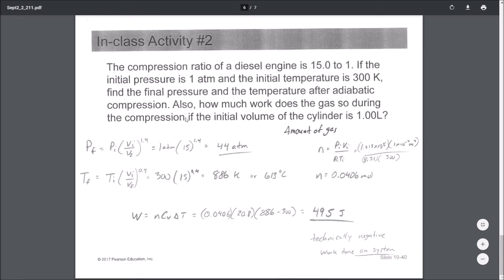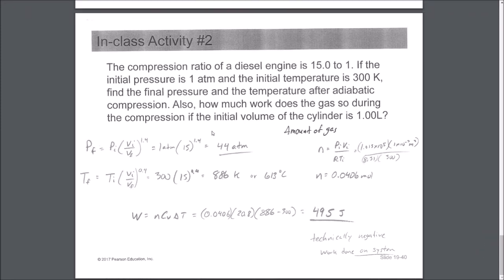We want to know the final pressure and temperature after adiabatic compression. All right, this is a very similar problem. We use the exact same relationships. We get a new pressure of 44 atmospheres. We get a new temperature of 886 Kelvin. We don't know how much work is done yet.